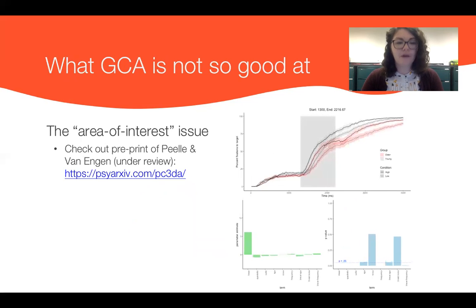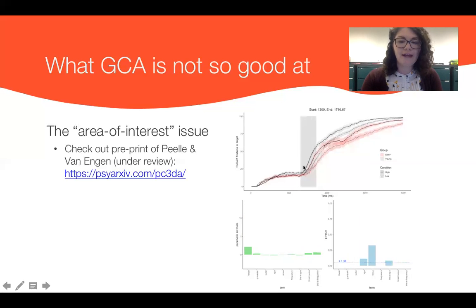So this is what I would call the area of interest issue. I have an example here from a preprint by Jonathan Peel and Kristen Van Engen. This is a paper under review. It's actually looking at eye tracking data, but conceptually it's really useful because they were looking at how the area of interest that a researcher chooses to analyze can affect the outcomes of a growth curve model.